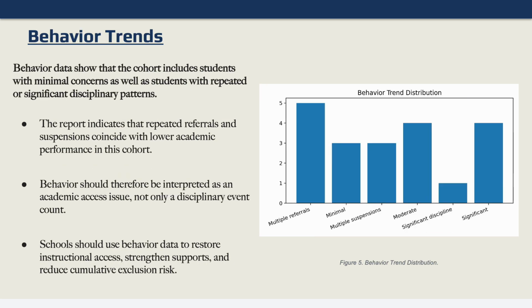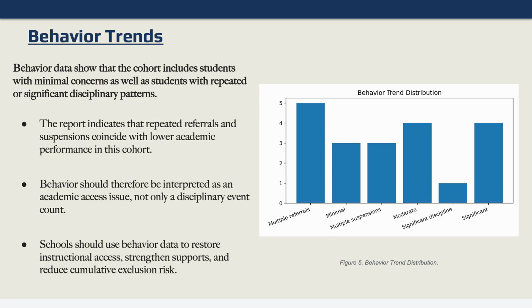Okay, so now let's look at behavior trends. The data here reveals that some students face repeated disciplinary patterns, which often coincides with lower academic performance, as well as attendance and GPA. These issues must be treated as issues of instructional access rather than just disciplinary issues alone. Okay, so what I'm saying is the behavior doesn't need to be just a disciplinary event, but it needs to be looked at as instructional, academic.